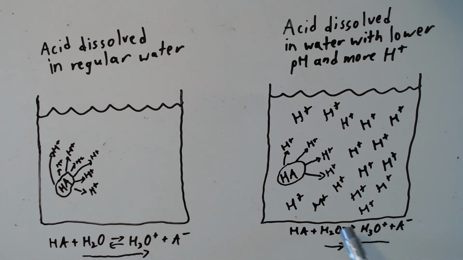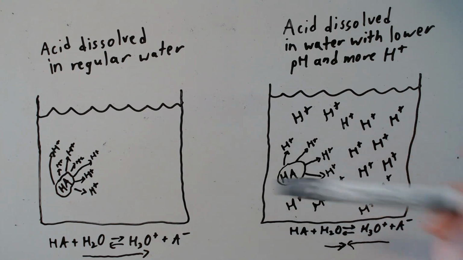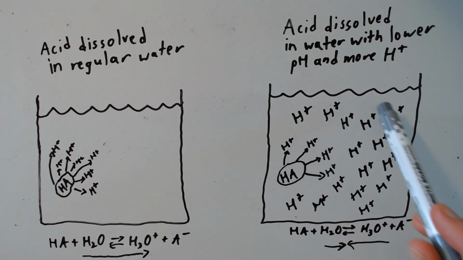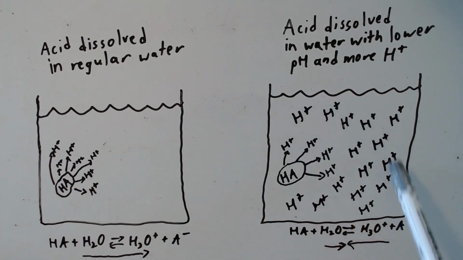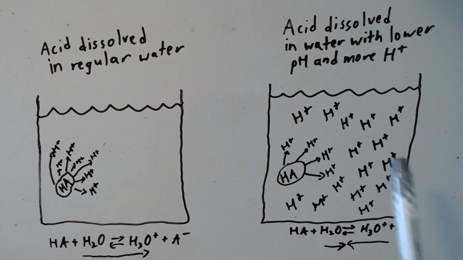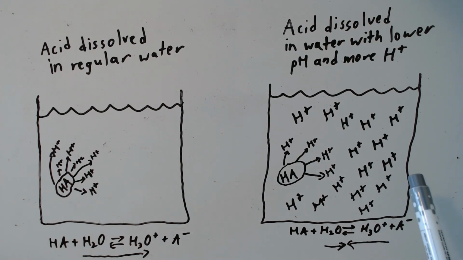And basically this forces this reaction to go more backwards, to shift more to the left. This reaction shifts more to the left because these H+ can't get released that much from this acid in a solution that already has H+ present. It's difficult to release more H+ into a solution that already has a lot of H+ and a low pH. And that is what is known as the common ion effect.